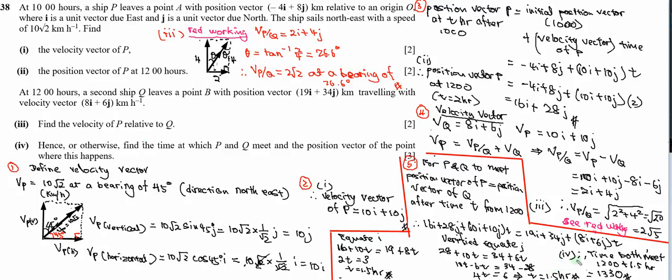So to answer the fourth part of the question, the time for both to meet is after 1.5 hours. So it is 12:00 plus 1.5 hours, which gives you 13:30. Okay, so this is the answer for part 4. That's it.